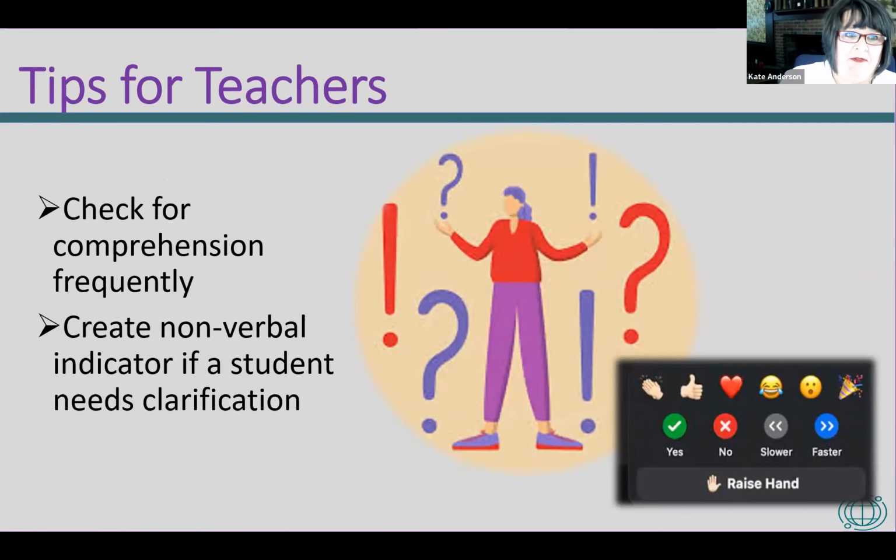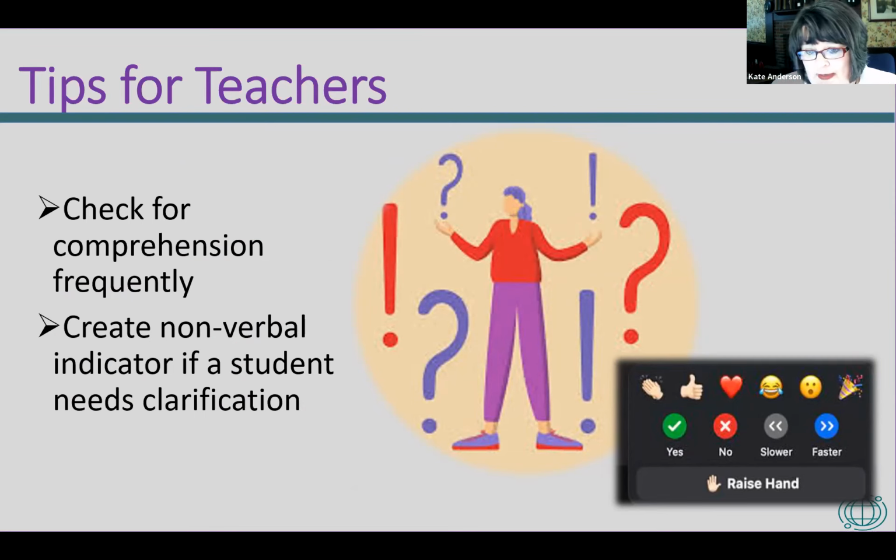Checking for comprehension frequently is also really important. Are they keeping up with you? Is there something that they can do? A fist to five, a thumbs up, a nod, any way that you want to quickly check for comprehension as you're going. And you can create those nonverbal indicators if a student requires clarification.